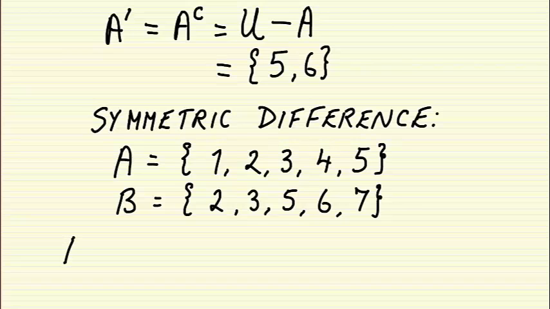Okay, and we write this as A, we use the triangle symbol for the operator, B. The idea with symmetric difference is we want to find all of the elements that are in A and all of the elements that are in B and remove any of the elements that are in both A and B.